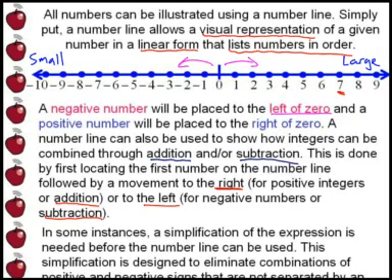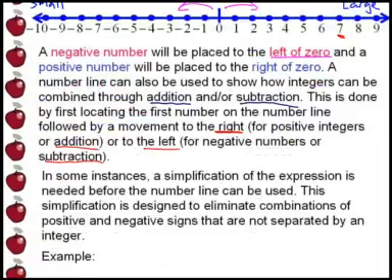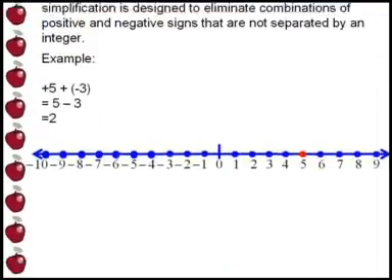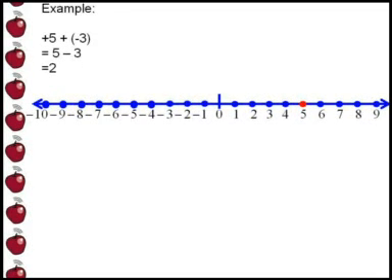But this simplification is designed to eliminate combinations of positive and negative signs that are not separated by an integer. So as an example, we have plus 5 plus minus 3. Now, if the expression there was written without the brackets, we would have had plus 5 plus minus 3. Now, obviously that wouldn't work. So what we will have to do then is to try and get rid of that combination of signs not separated by an integer. And to do that, we add brackets. We add the two brackets there, so that at least between the two signs there is a bracket.